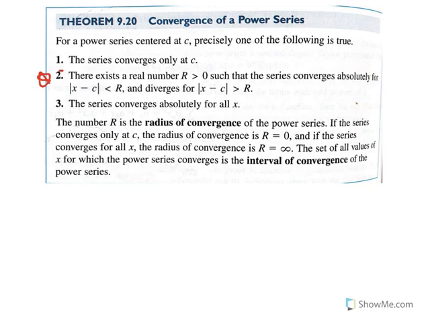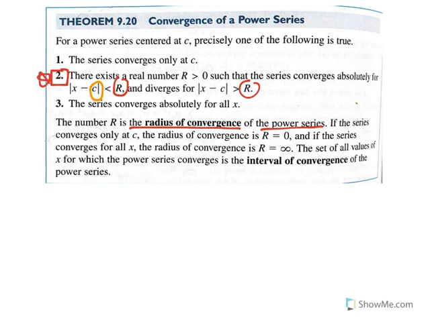If this is the case, you also have to consider what happens at the endpoints of the interval and check for the convergence of the power series at the endpoints to determine what we call the interval of convergence. So this number r here is called the radius of convergence of the power series. It basically tells you how far from the center the power series will converge.